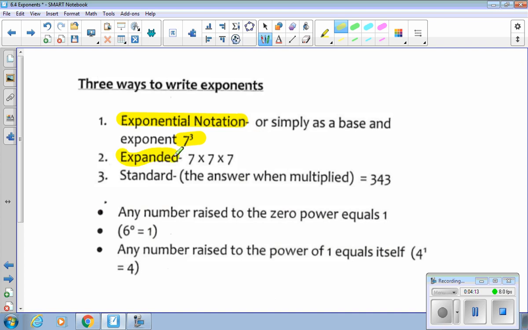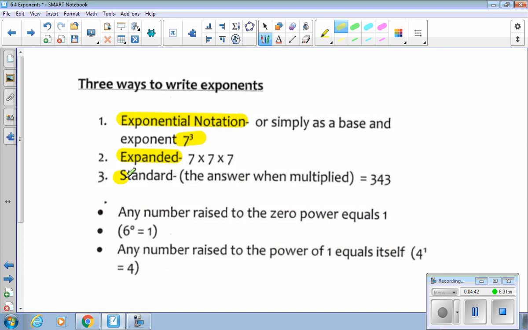Expanded form would be the second way to write an exponent, and that's just where you write how many times the number is multiplied by itself. So what we have here are 2 different representations of 7 to the 3rd power, except this is written exponentially and this is expanded. So all it is what 7 to the 3rd power means. 7 to the 3rd power means that you do 7 times 7 times 7.